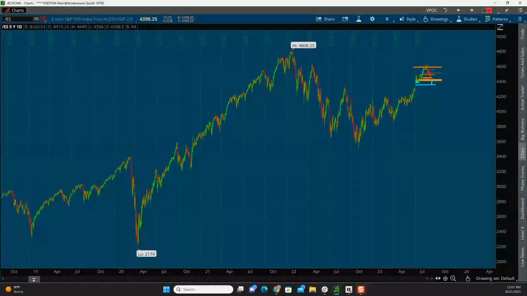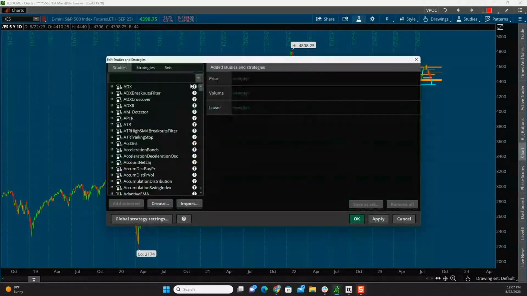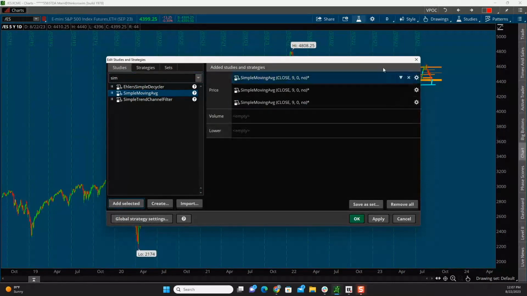With the blank chart, all you really need to do is go to the studies right here, and this is available on any charting platform. You could almost use this on anything; it does not have to be Thinkorswim. The main thing is, do you get the moving averages? In Thinkorswim, you just type in sim, and it pops up right here, simple moving average. Hit it 3 times, 1, 2, and 3. Then you click on the little gearbox right here.